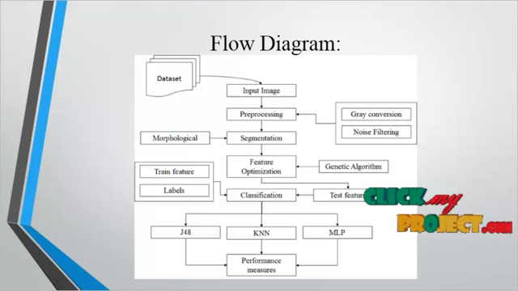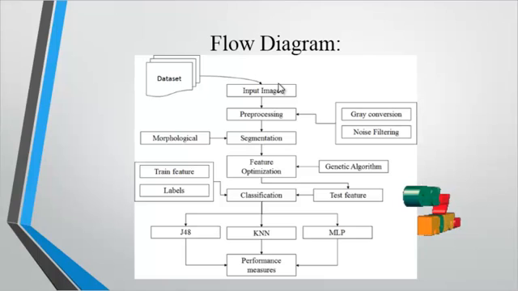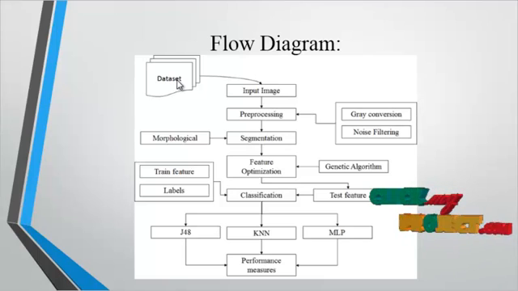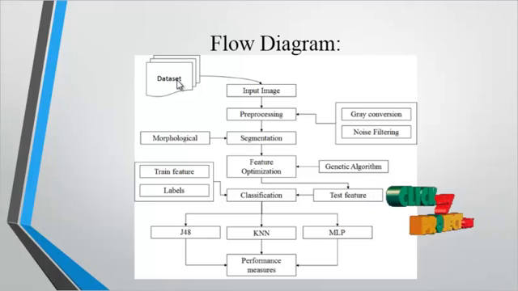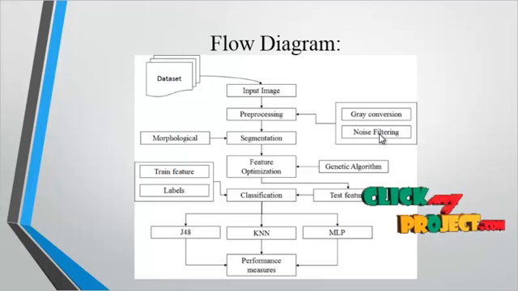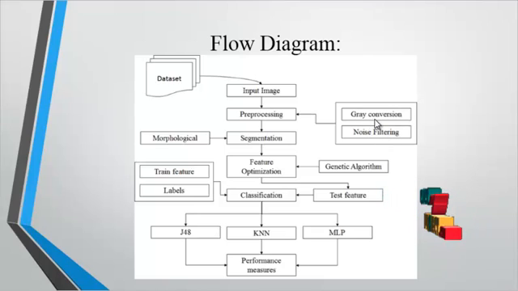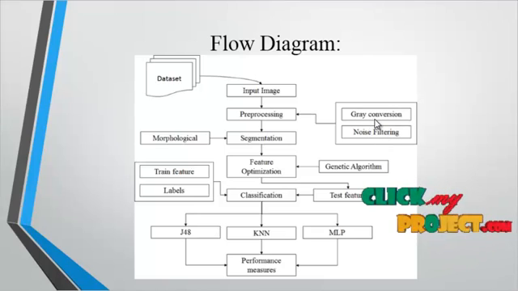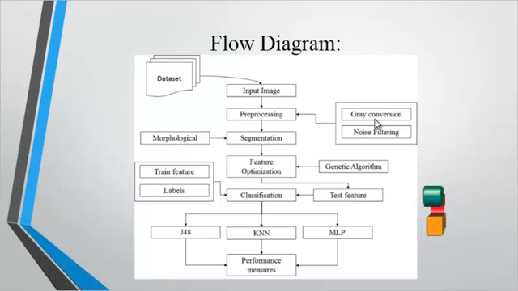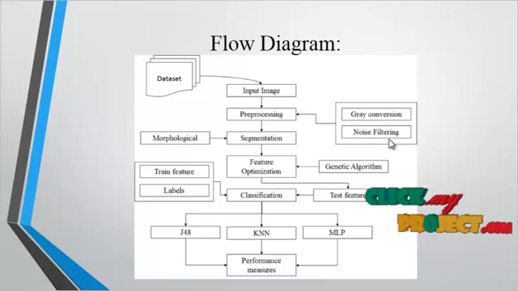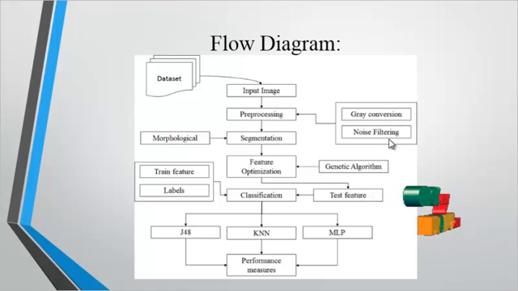Now we discuss the flow diagram for the process. At first, the input image is taken from the dataset. The dataset is a folder which consists of several images which undergo the process. After getting the input image from the dataset, pre-processing is carried out. Pre-processing is nothing but converting the image into a grayscale image and then applying noise filtering. At first, grayscale conversion is carried out, in which the RGB image is converted into a grayscale image. Then noise filtering is carried out. Noise filtering is nothing but removing noise in the image.